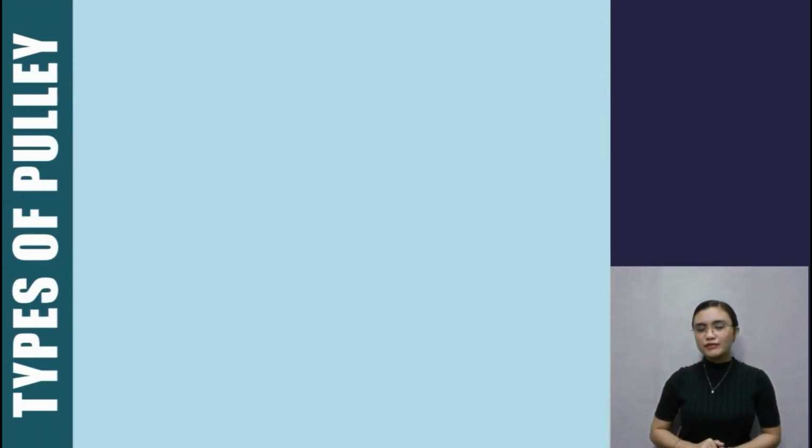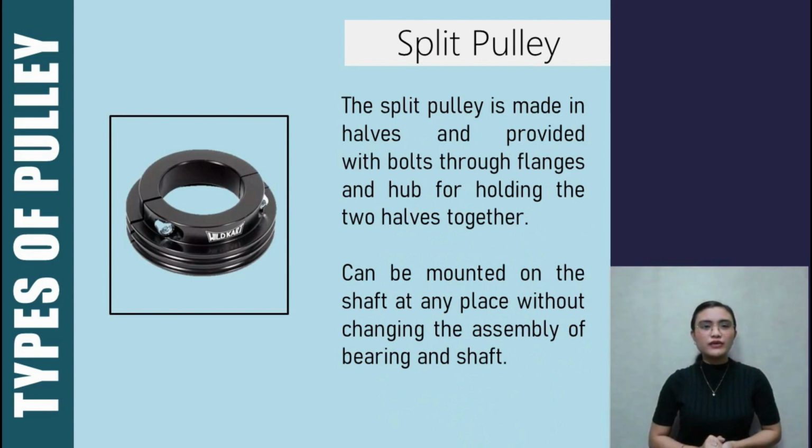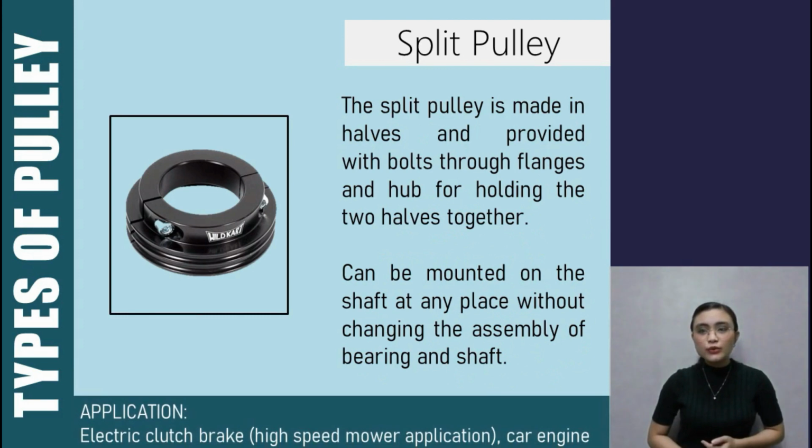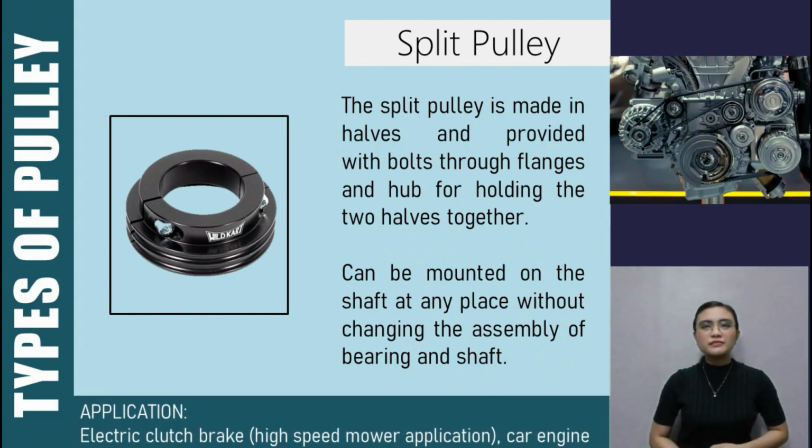The second type is the split pulley. Split pulleys are made up of halves and provided with bolts through the flanges for holding the halves together. So it is split into half. That's why it is also called a parting pulley. It can be mounted on the shaft at any place without changing the assembly of the bearing and shaft. The application of this type of pulley includes electric clutch brakes with high-speed mower applications and also car engines.